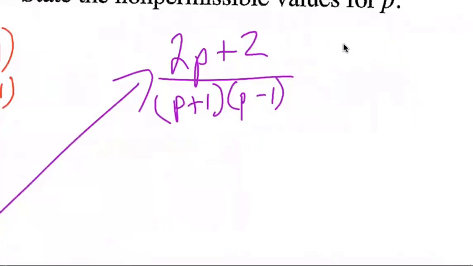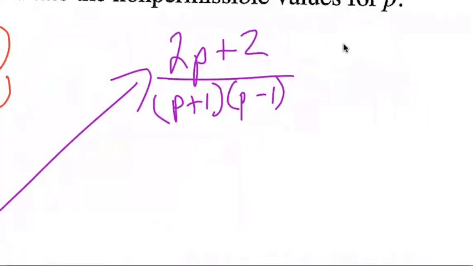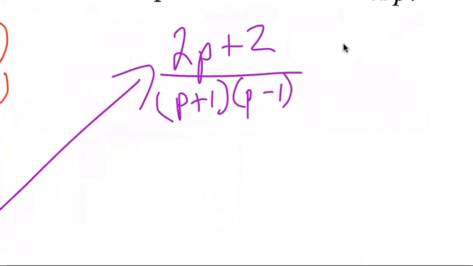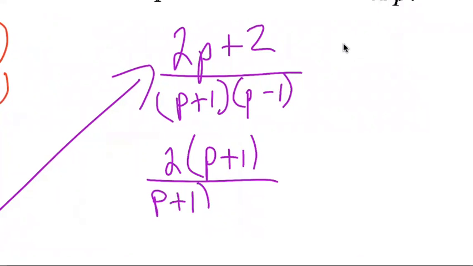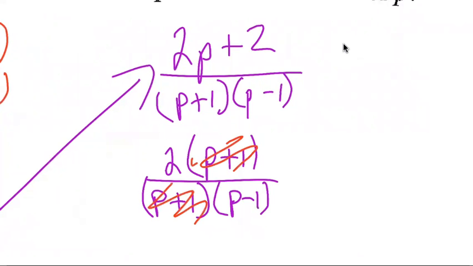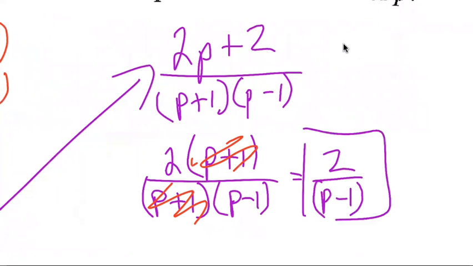Now, in a perfect world, we wouldn't have to factor and cancel anything else, but this question is the first one where we see the numerator does factor to 2 times p plus 1, all over p plus 1, p minus 1. Now I'm going to cancel. I can cancel this factor with this factor, and that will leave me a final answer of 2 over p minus 1. That is complete.